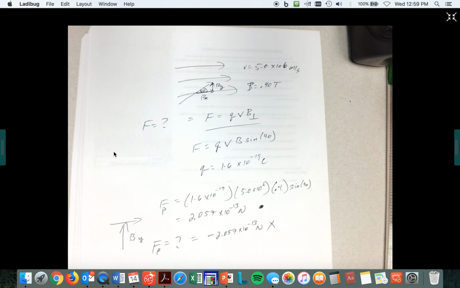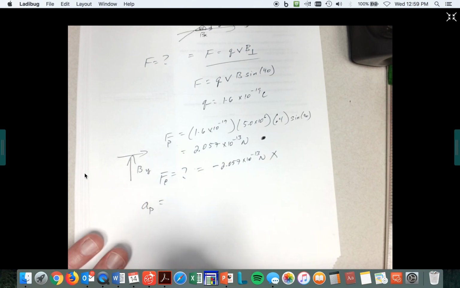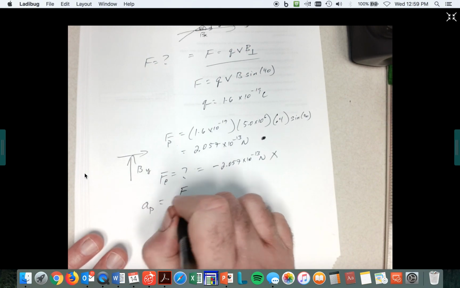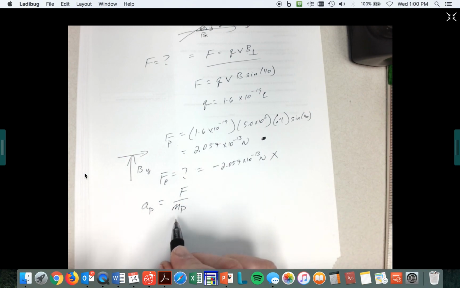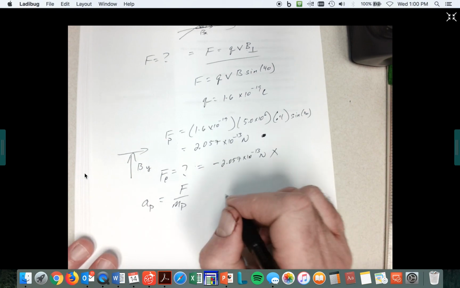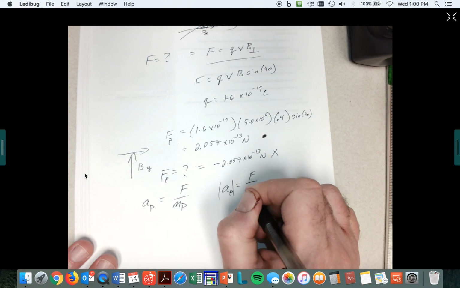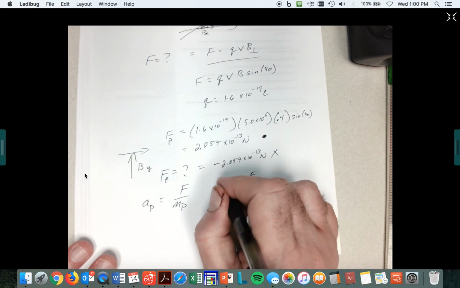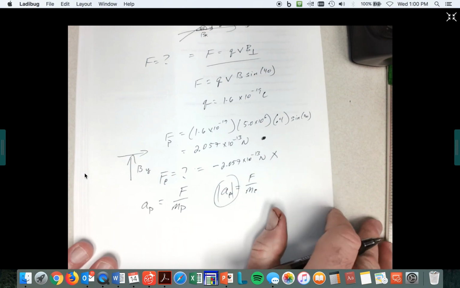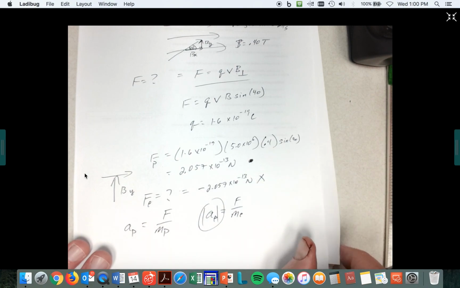Cool. Oh, and then the last thing is, what would be the acceleration of the proton? Well, the acceleration of the proton is F over the mass of the proton, which is a pretty huge number. But the acceleration of the electron, the magnitude of the acceleration, is the force over the mass of an electron, which is going to be huge. It's going to be huge because the electron's mass is really small compared to the proton's, like 2,000 times smaller.